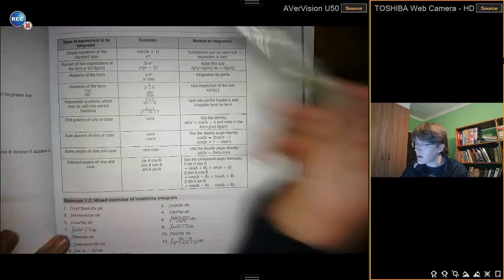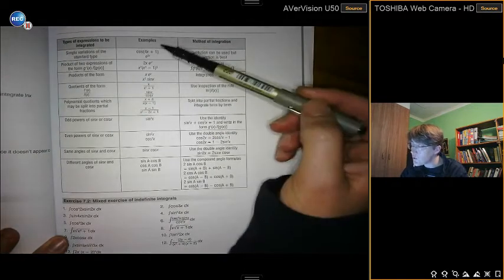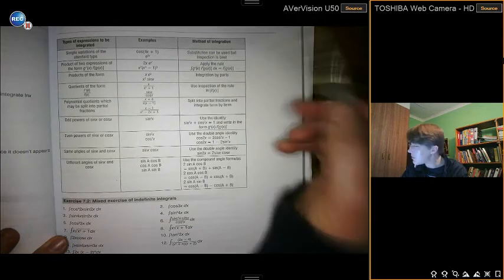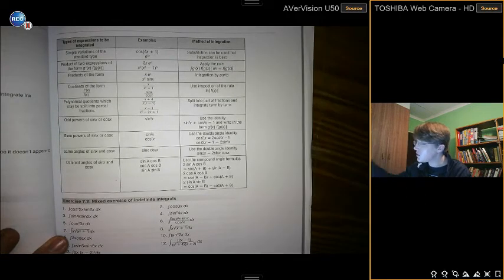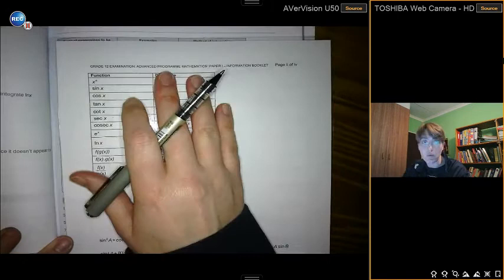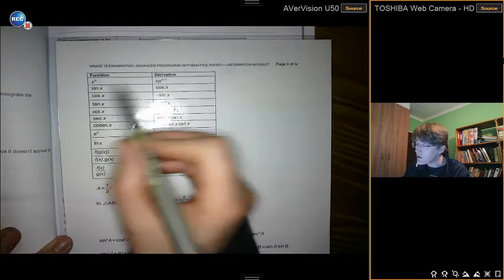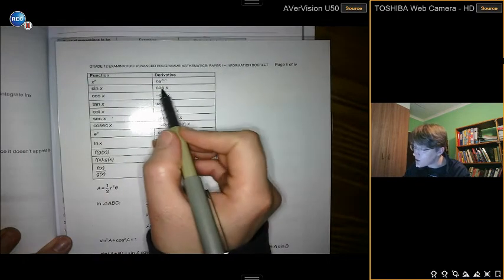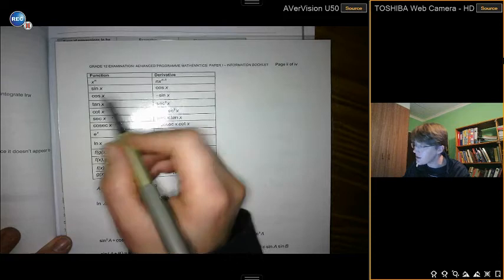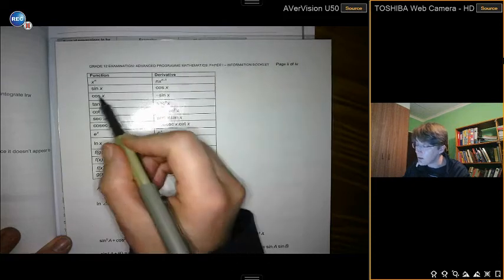So the first one is simple variations of your standard type. Your standard type are the ones where you can use your formula sheet, where you just simply go from right to left. So if you want to integrate cos of x, it's going to be sine of x. If you want to integrate sine of x, it's going to be minus cos of x.